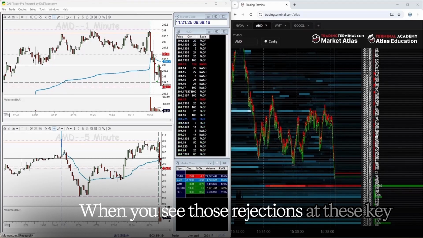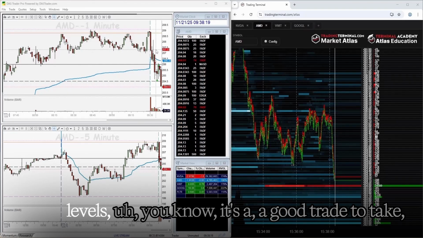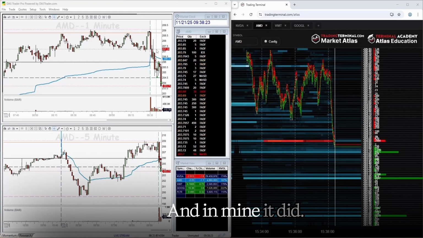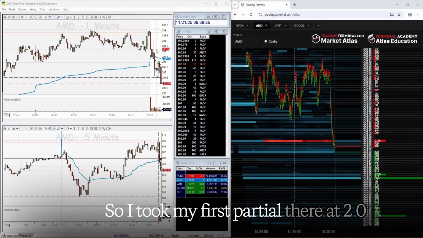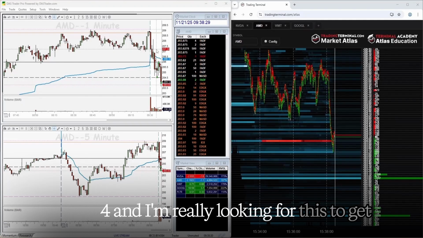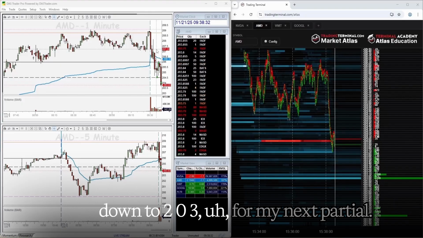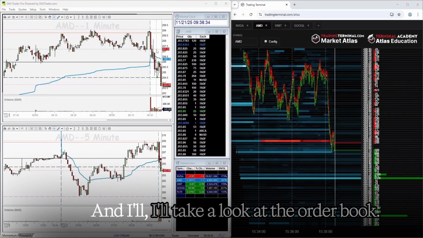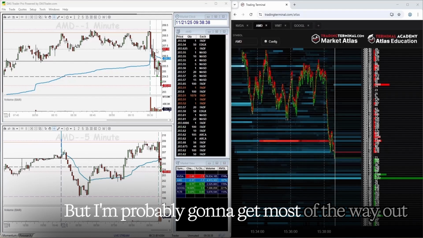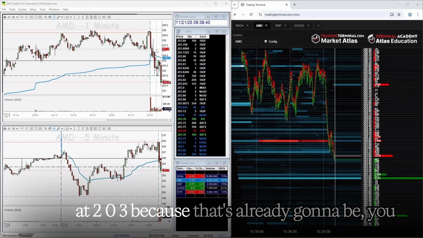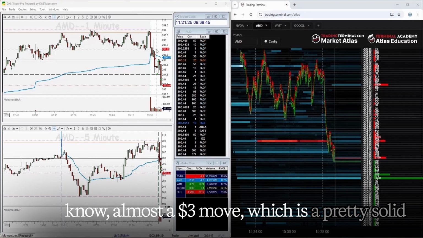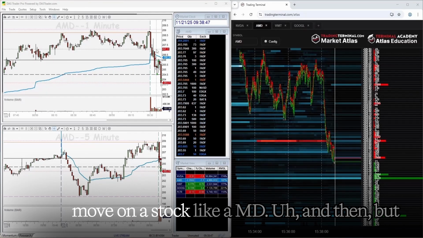When you see those rejections at these key levels, it's a good trade to take, especially if it sets up with your playbook. And in mine, it did. So I took my first partial there at 204. I'm looking for this to get down to 203 for my next partial, and I'll look at the order book, maybe if we get down to 202. But I'm probably going to get most of the way out at 203, because that's almost a $3 move, which is a pretty solid move on a stock like AMD.